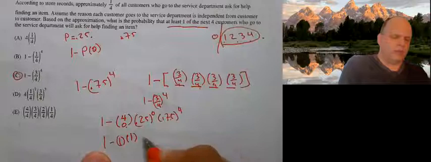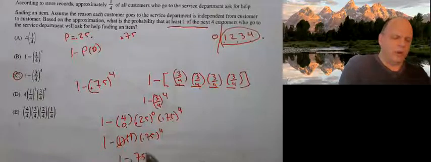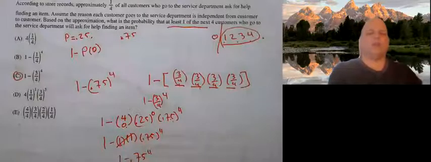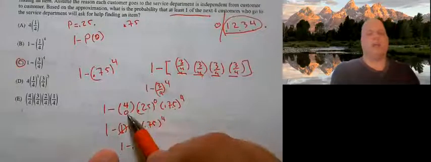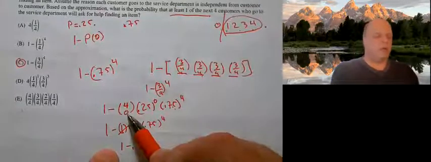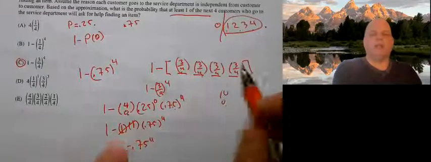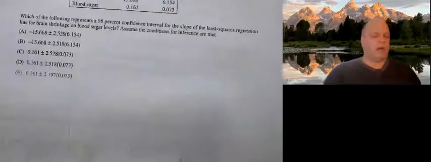And this is 0.75 to the fourth. So 1 minus 0.75 to the fourth. Either way, whether I go about it through a logic process or a binomial process, I will get the same answer. The problem is I have to know that 4 choose 0 is 1. 10 choose 0 is also 1. Anything choose 0 is 1. Okay? All right, moving on to number 33.